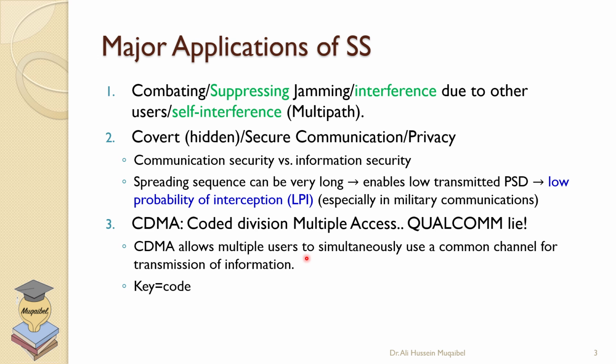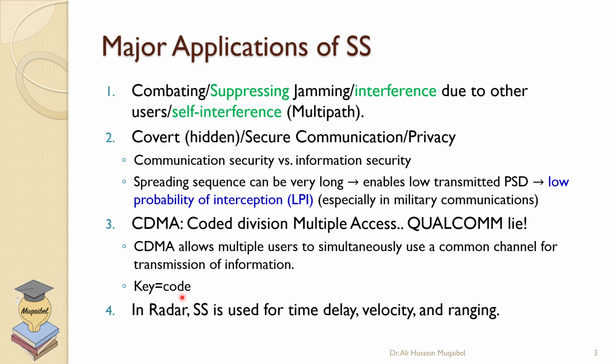CDMA allows multiple users to simultaneously, at the same time, use a common channel for transmission of information. The difference between the users is not time, is not frequency, but rather the code itself. The key at the receiver would be to have the proper code to receive the signal.